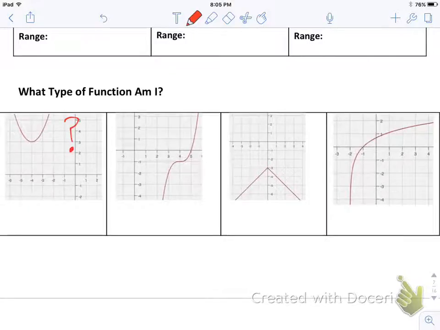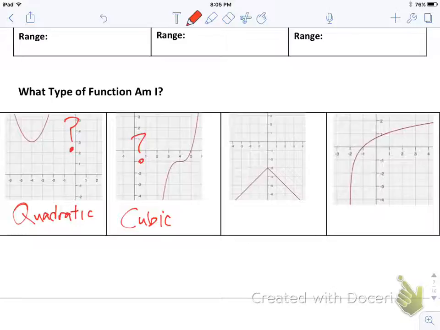Okay, now we're going to test your skills. I'm sure you've got this. What kind of graph is that? Feel free to pause the video, throw out some ideas. Ready? And of course it's a quadratic. Want to try the next one? What's that? You know this one, right?